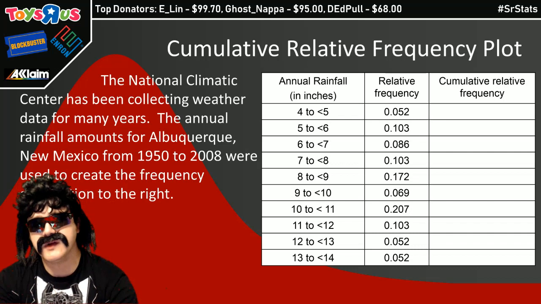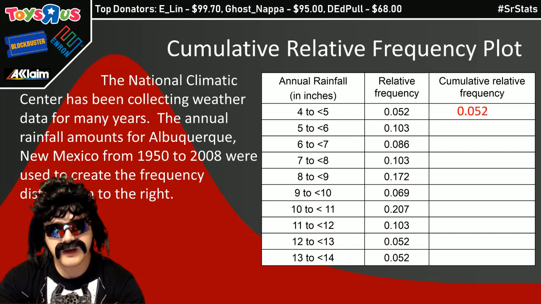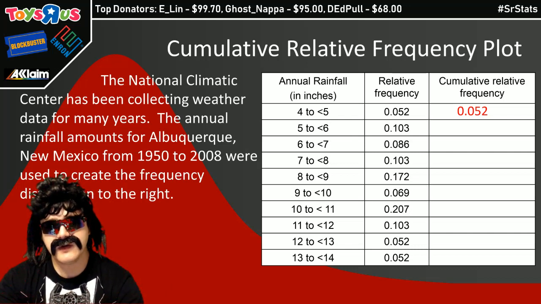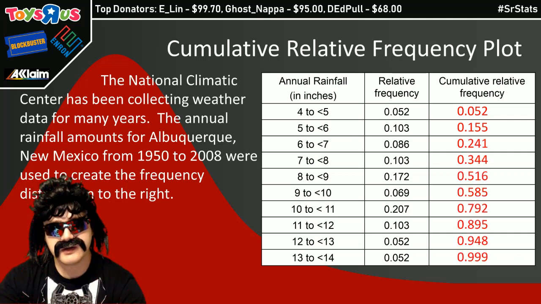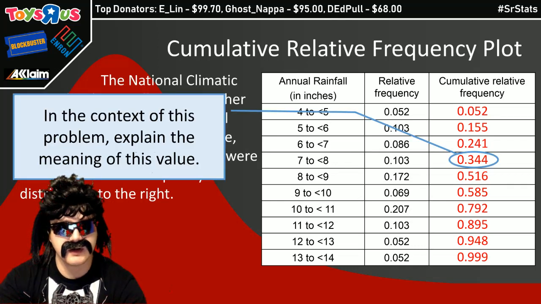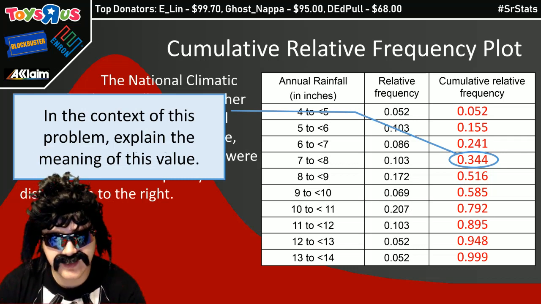So the cumulative relative frequency gets pretty easy on here. At the beginning, where you start off is just a copy of the first one. For the next one, you take the next value and add it to the one previous. So on this one, we end up getting 0.155. Keep adding the next one onto that until you get to the very end. After you've added all of them up, you get the cumulative relative frequency at the last point. So in the context of this problem, what's the meaning of this value?